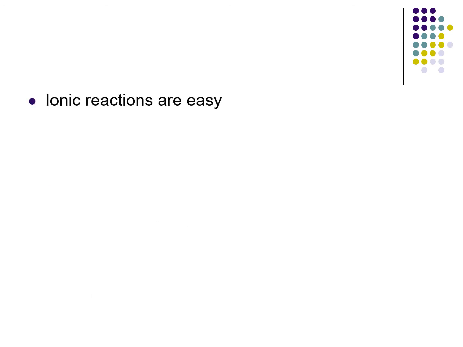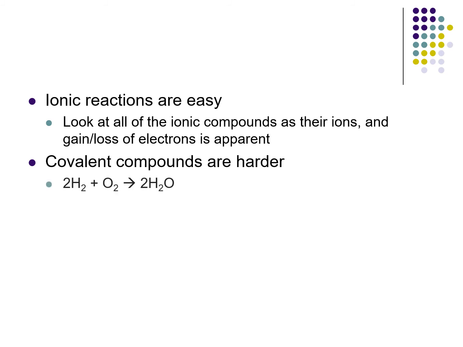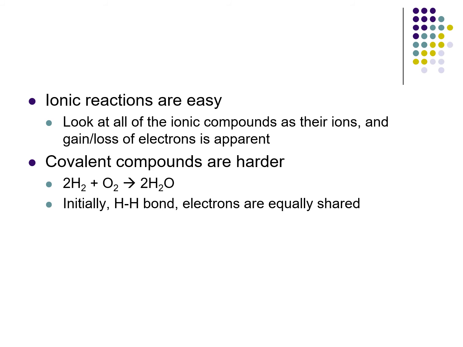So ionic compounds and ionic reactions are pretty easy to see who's being oxidized, who's being reduced, because we can see a clear difference or change in charge. So again, just look at the compounds, look at their charges, look at the ions, makes it pretty apparent. Covalent compounds are harder though because they don't have a charge, but we can still do this. So if I look at hydrogen and oxygen to form water. Now we're going to talk more about this in the next section, so don't panic overly much. So initially in this hydrogen-hydrogen bond, electrons are equally shared.